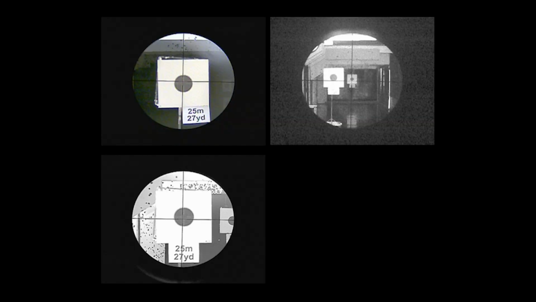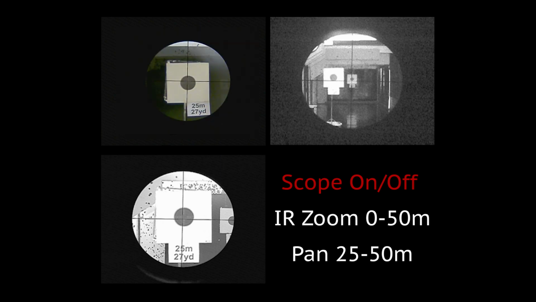Okay, so let's see what it looks like through the actual scope. This is shot during the afternoon. But what about the night vision, you say? I went to a 50 meter indoor range to test it out, and here's some footage of that. This is what it looks like when you switch on the scope.